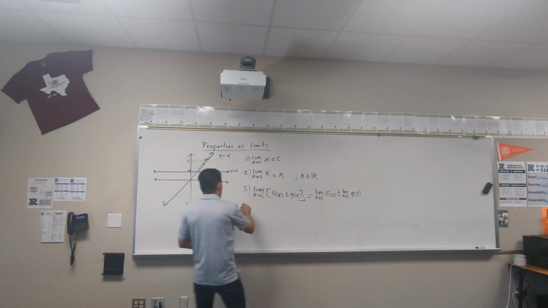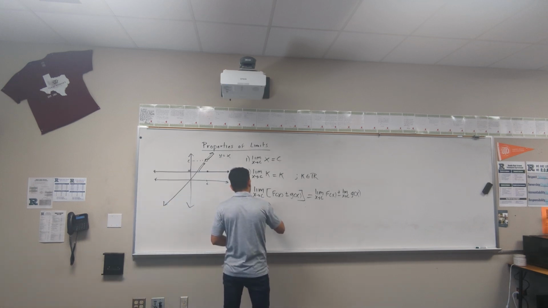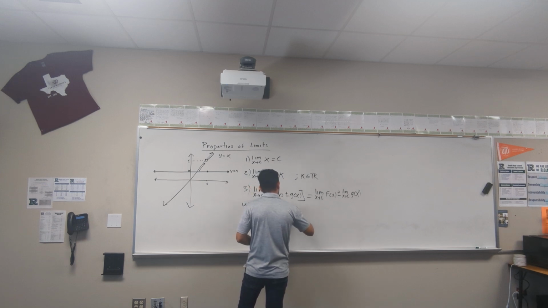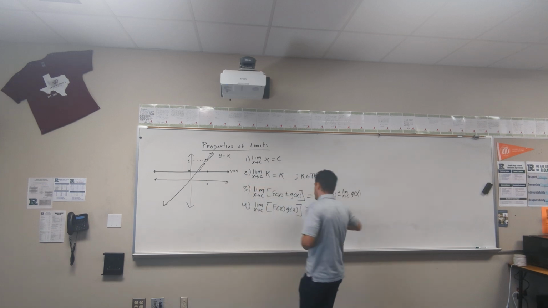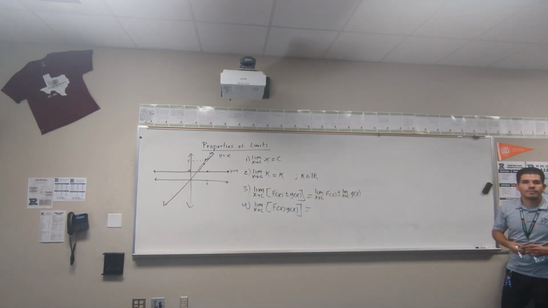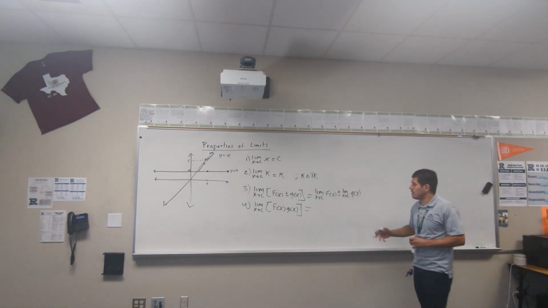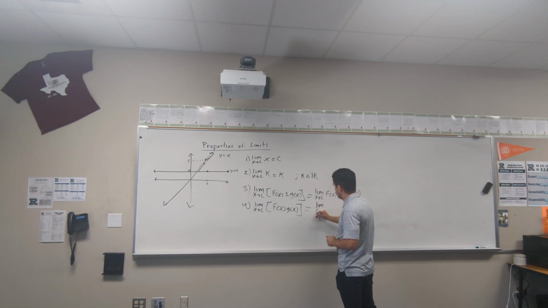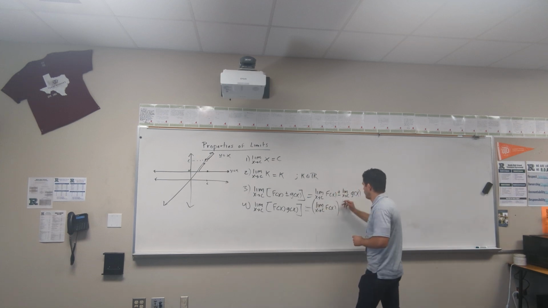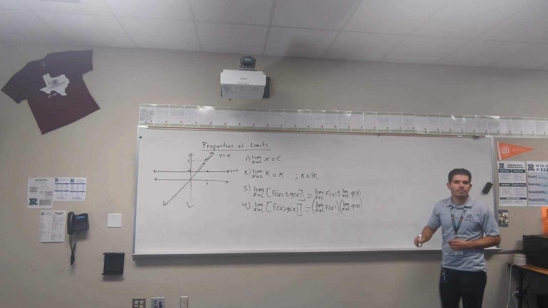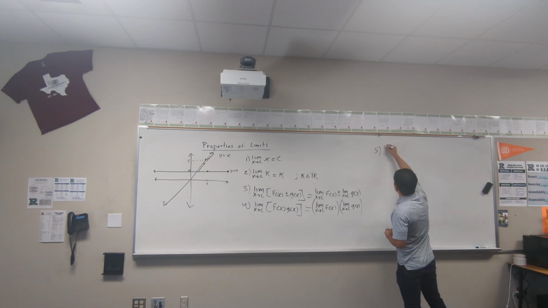Cool? So, limit as x approaches c of f of x times g of x. Would you care to guess what you can do? Separate them. Separate them into two limits that are being multiplied. Easy enough. Go ahead and write the fifth one, which would be your division.